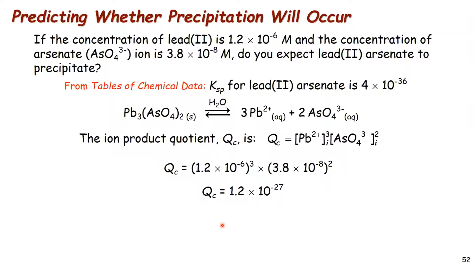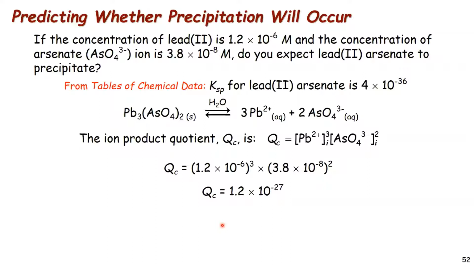Is Q greater than, less than, or equal to K? Is Q less than, greater than, or equal to K? It's greater than, right? By 11 orders of magnitude. It is much, much greater than. So is a precipitate going to form?